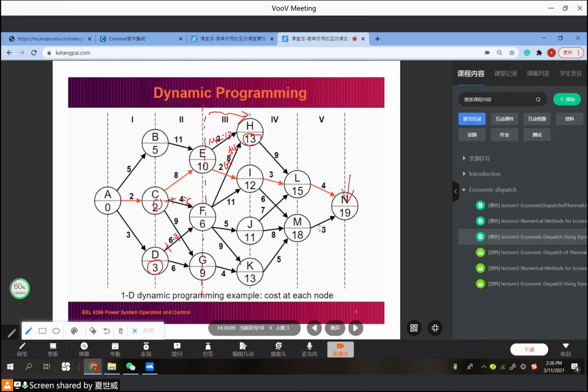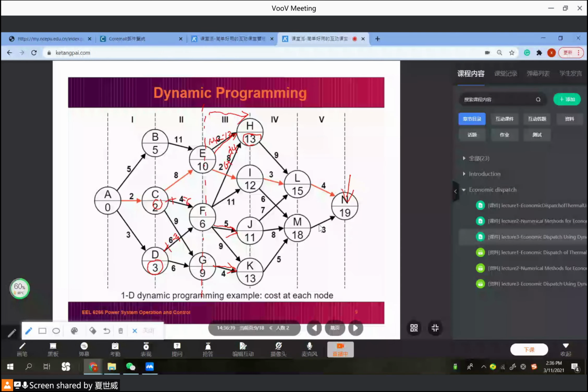Okay. For point K, if you travel from point F to K, it will be 6 plus 9, 15. If you travel from point G to K, it will be 13. So the best path will be this. Okay. Here, this path will be this. For this, the best path will be here.